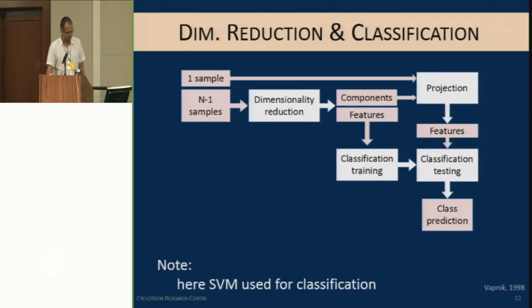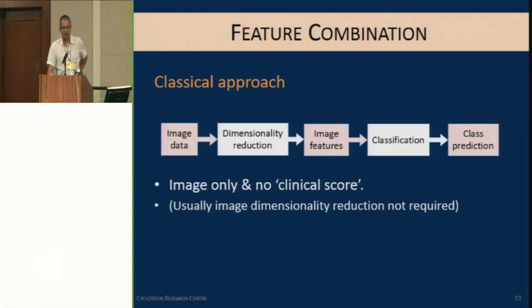When it comes to feature combination, the classical approach, if you only have images and no clinical score, would be to take your data here, include dimensionality reduction or not, do the classification, and do the class prediction.